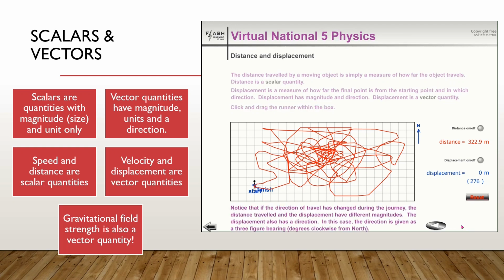So notice that if the direction of travel has changed during the journey, the distance travelled and the displacement will have different magnitudes. If you go in a straight line, it's the only time when the magnitude, the size of your distance, will be the same as your displacement. So if you run a 100-meter race, because that's in a straight line, your distance run is 100 meters, your displacement is 100 meters, but you'd have to say your displacement is 100 meters along the track.